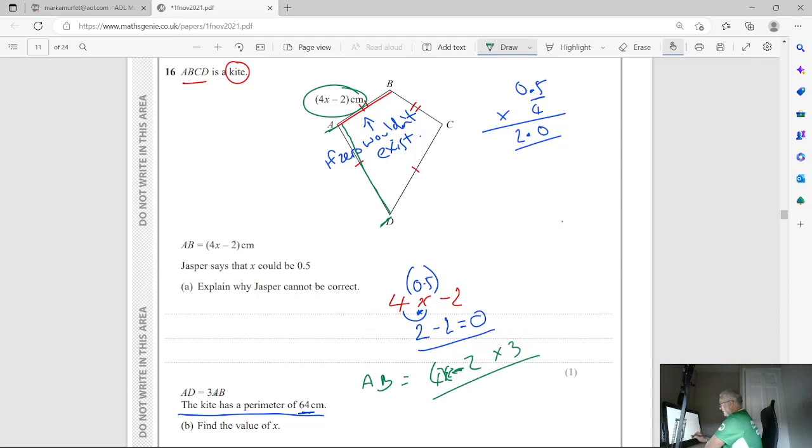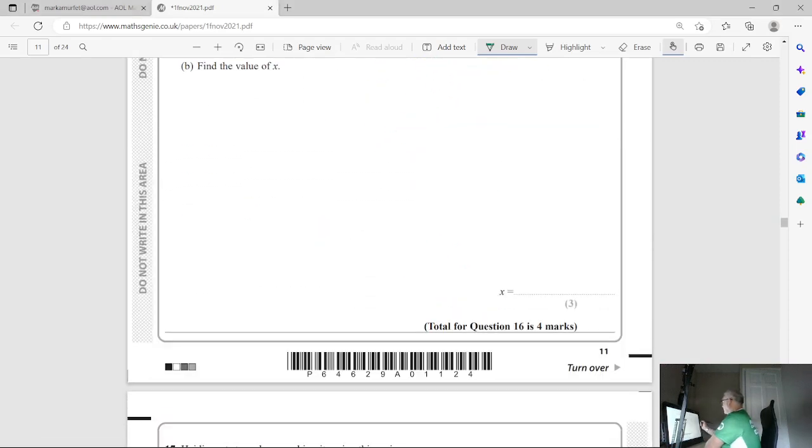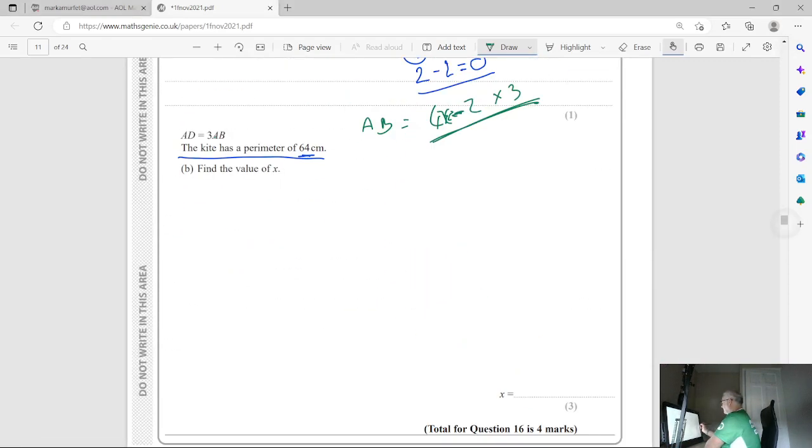If we wrote it like this, you might be tempted to just multiply the 3 by the 2. Remember, that is in brackets. So I'm just going to go down a little bit more, and I'm going to write the whole thing in brackets so it looks a little bit clearer. So we've got 4x minus 2. Remember, that was in brackets.